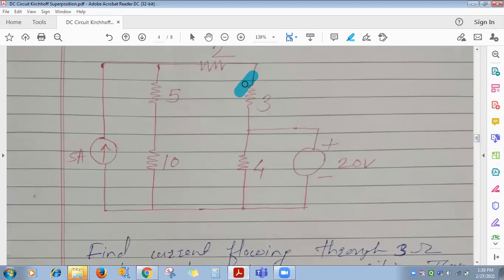Someone posted in the chat box asking whether this PDF is shared or not. Yes, this sum is already shared with all of you.